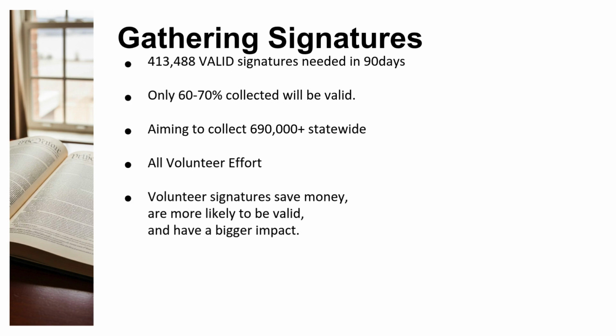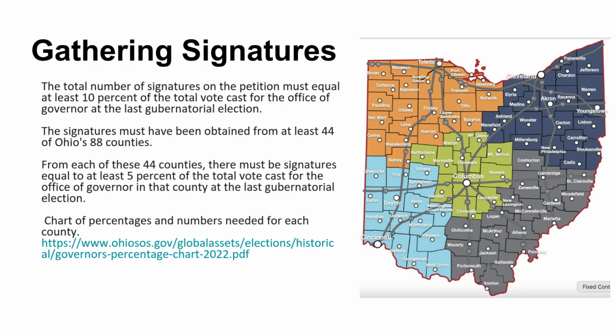So it's very, very important that we're collecting valid signatures. Now, we're going to talk about that. Let's cover first what that means and where that number comes from. In Ohio, the total number of signatures on a petition must equal at least 10% of the total vote cast for the office of governor at the last gubernatorial election. So that means the number of votes cast in that last election for governor, we have to have at least 10% of that vote.